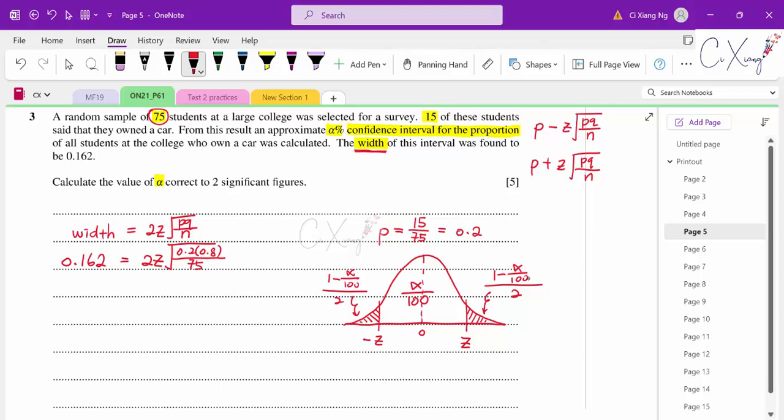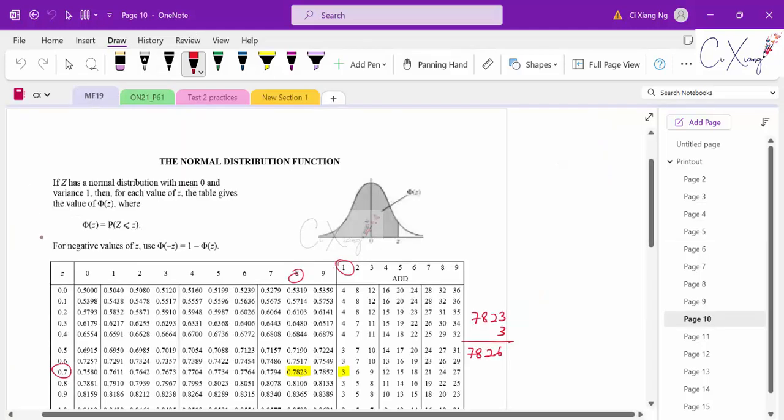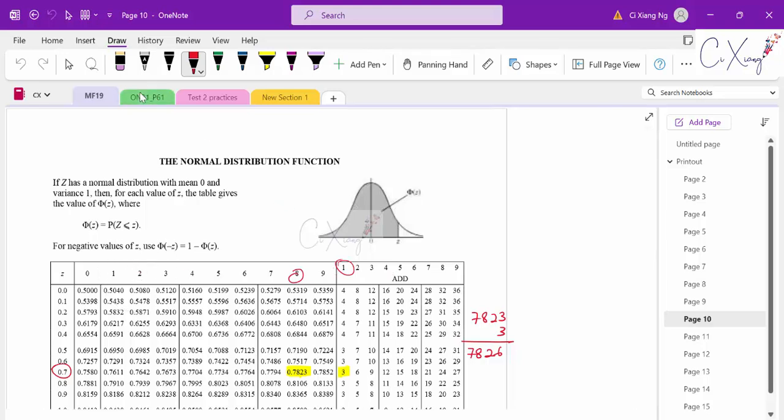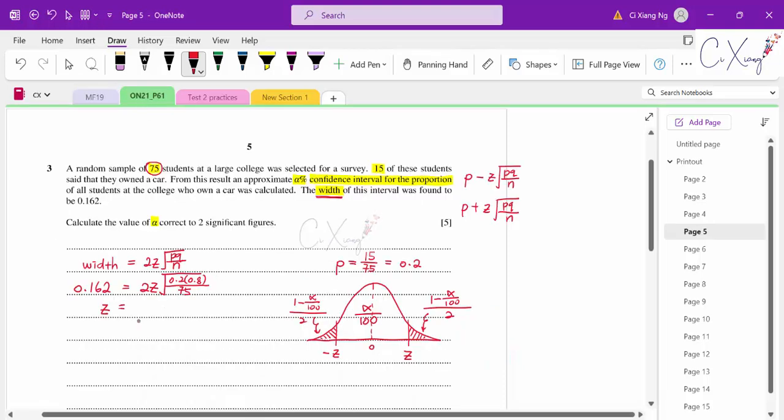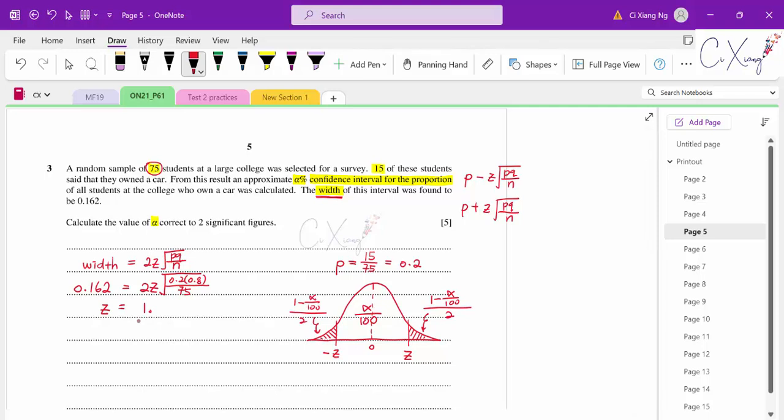Okay, then try to use the calculator. By right, you should get the value of z. For me, I'll get the value of z up to 3 decimal places, because all the values of z in the normal distribution table have accuracy up to 3 decimal places. So when I want to find z from the normal distribution table, I will put it up to 3 decimal places, which is 1.754.